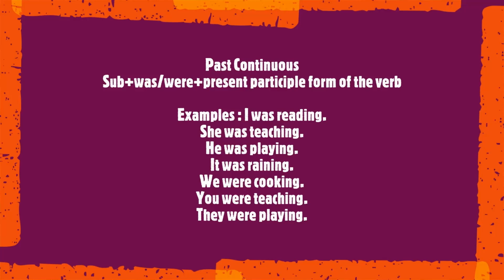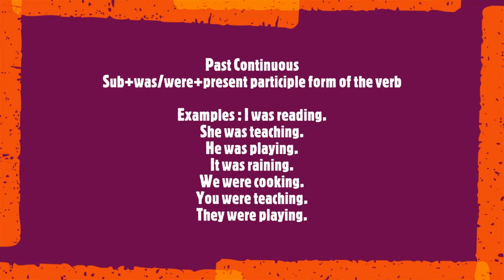Okay? You were teaching. They were playing. So, subject plus was or were plus the ing form of the verb. Here you need to notice the subject and choose the auxiliary verb. Okay, dear children, you need to write the auxiliary verb according to the subject.